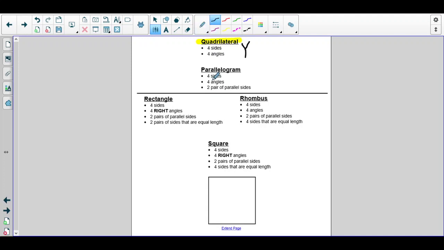Does this shape right here, does it have four sides, four angles, and then two pair of parallel lines? Well, it certainly looks that way. So once we get our markers in here, four sides, four angles, and then two pair parallel sides. We've got our red side and our blue side. So parallelogram, yes, we have a parallelogram. That is a yes.